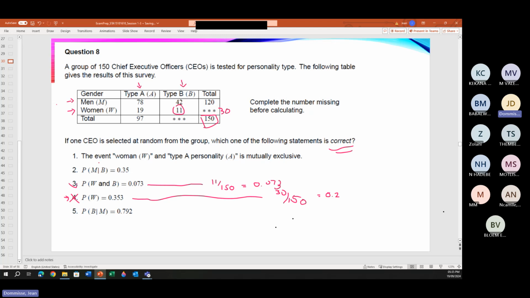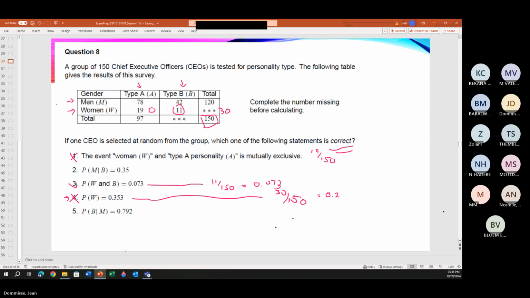Okay, let's just look at the event woman and type A personality, is it mutually exclusive? Woman type A. So if that was a 0, then it would have been mutually exclusive. But there is 19. So 19 out of 150 would have given us a number. So that's why woman and type A is not mutually exclusive.